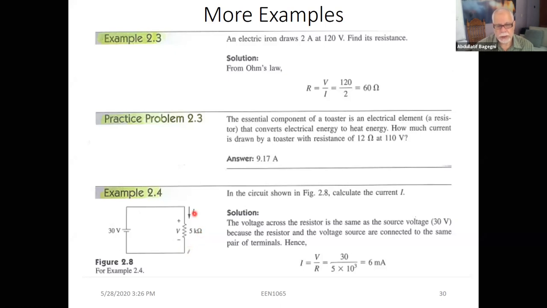So again, I is equal to voltage over resistance. So 30 volt over 5k will be our current. If we just divide 30 over 5, that will be 6 milliamps. But if we include the 10 to the power 3, which is the K, then this will be 0.006 ampere.